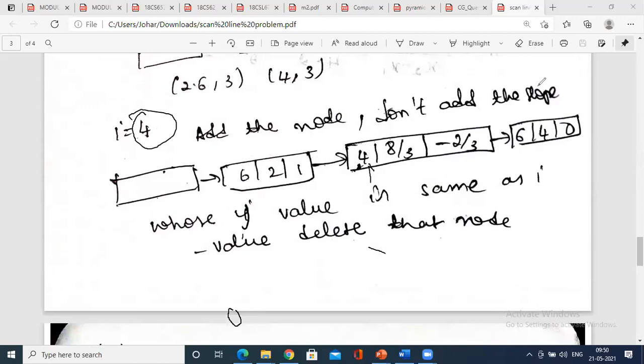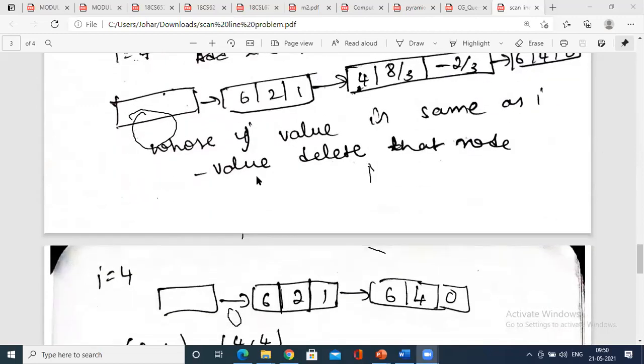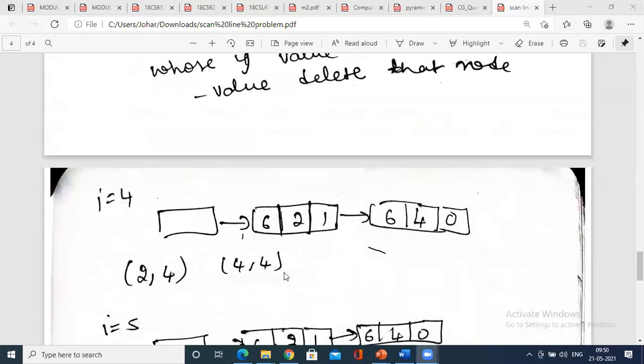And let us continue. Whose y is the same. So what we are going to do immediately, 6 2 1 and 6 4 0, you are not going to add the slope. You have to draw x1, y1 value. What is the x value from here? 2. What is the x value? 2. What is the y value? Obviously, it is 4. So 2, 4 to 4, 4 is the next intercept.